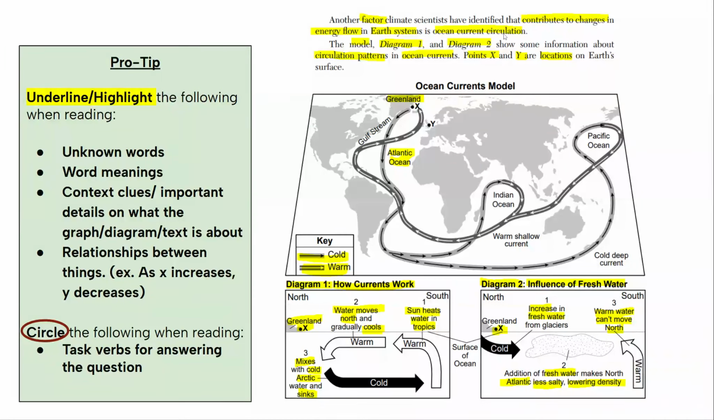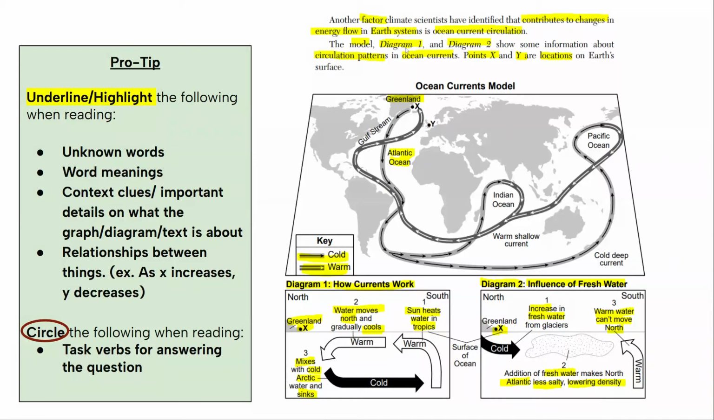highlighting ocean current circulation. Part of why I'm highlighting these terms is because they're related to the previous question. We've seen factors, we've seen changes to energy flow in Earth systems and ocean current circulation. So this diagram seems to be showing me a factor that contributes to changes in the energy flow in Earth systems, which is the circulation of ocean currents.